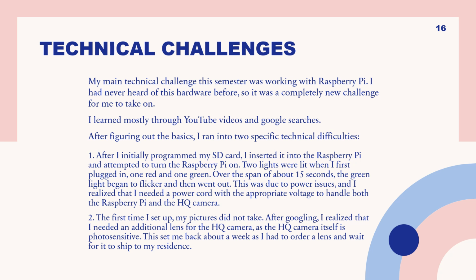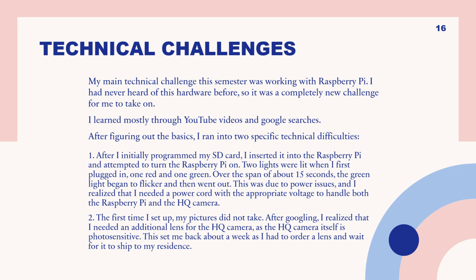The first was when I initially programmed my SD card and inserted it into the Raspberry Pi, it would turn on and then would turn off in about 15 seconds. I realized after researching that this was because of power issues and that I needed to have a power cord that had the appropriate voltage to support the Raspberry Pi and the HQ camera.